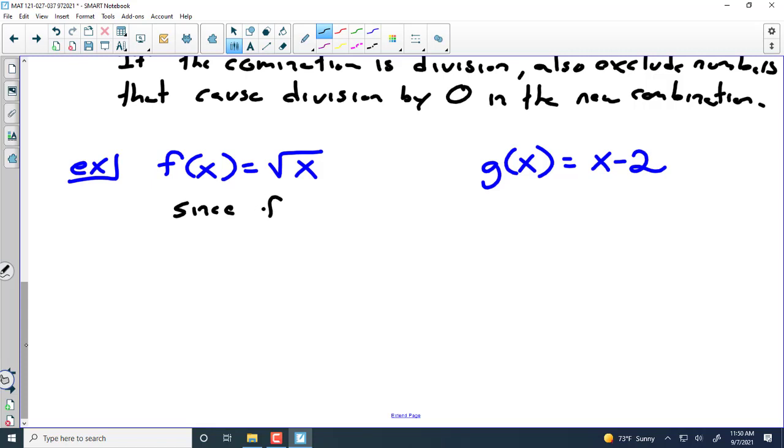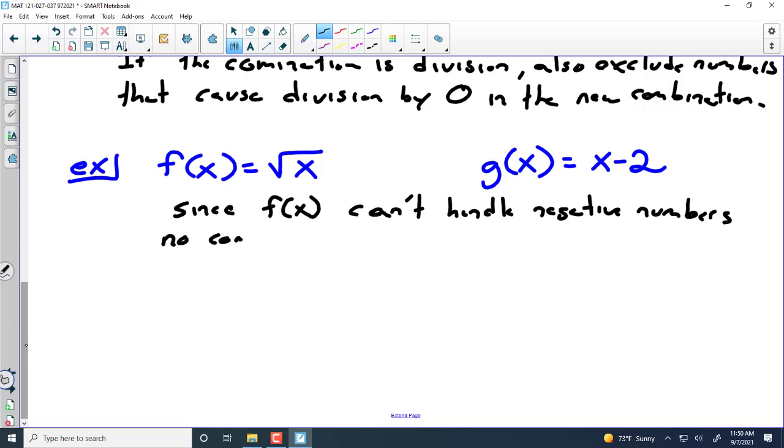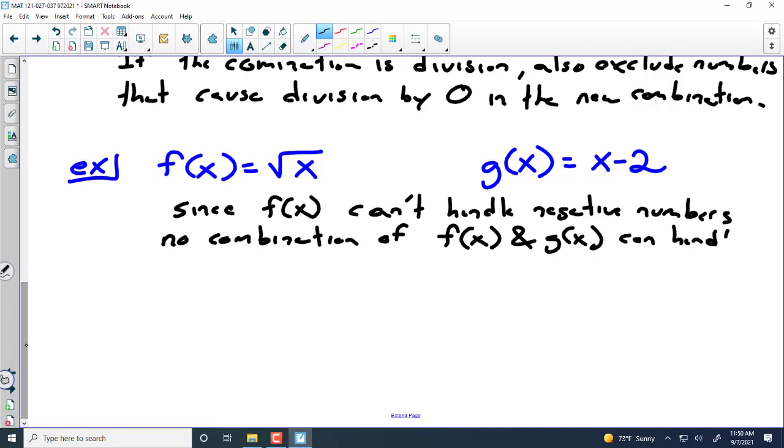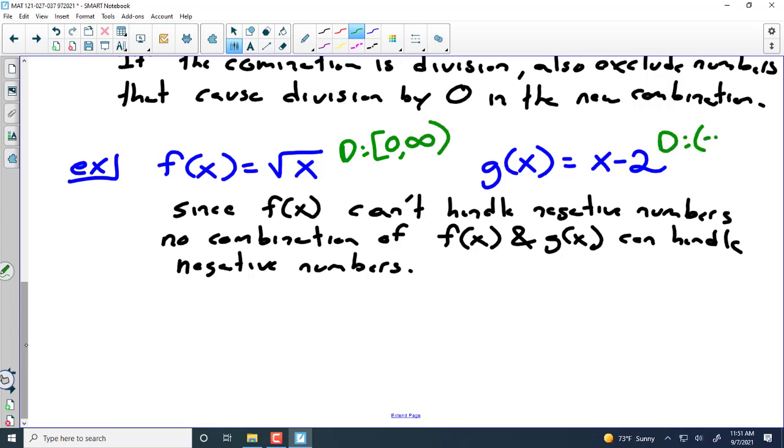Since f of x can't handle negative numbers, no combination of f of x and g of x can handle negative numbers. Since that original f of x function has a domain that excludes all negative numbers, since this original f of x function has a domain of 0 to infinity, I don't care that this one has a domain of negative infinity to infinity. If I put the two of them together, then I need to make this domain happy.